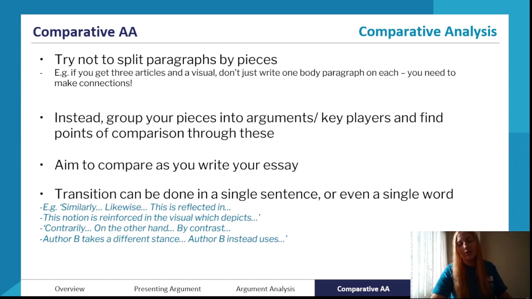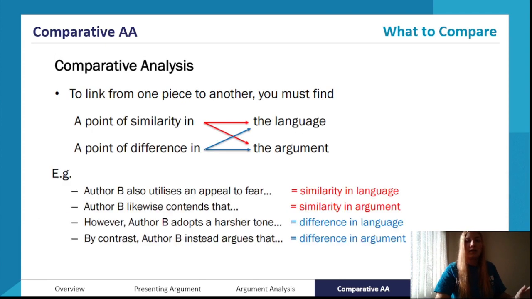Keep them for yourself if you find it difficult to do transitions. So the best thing to do, we said, is introduce that transition based on a similarity and difference. So the main things that you will refer to is the language or the argument, either similarities or differences. The strongest link or transition you can make is noting both a similarity and a difference. And they have to be opposites. So if I note a similarity in the language, I will say, whereas there is a difference in the argument.